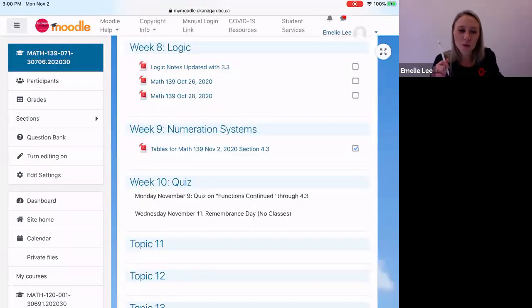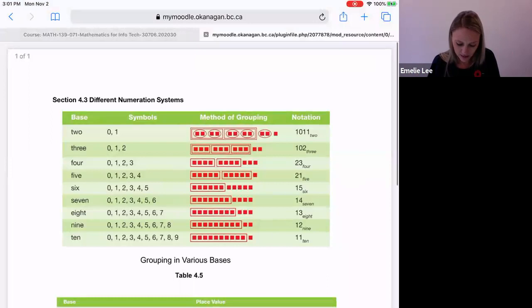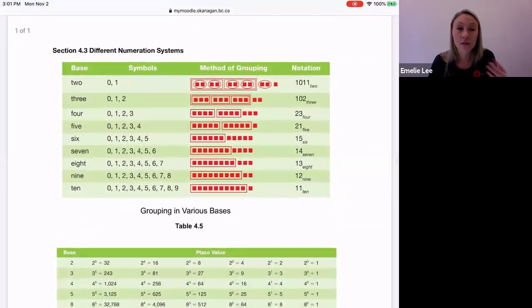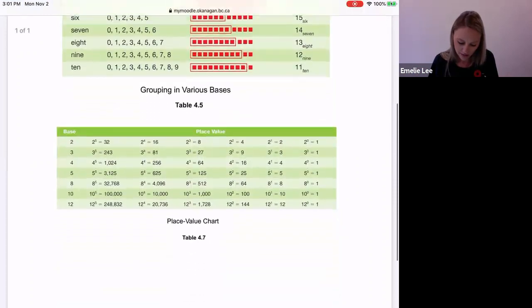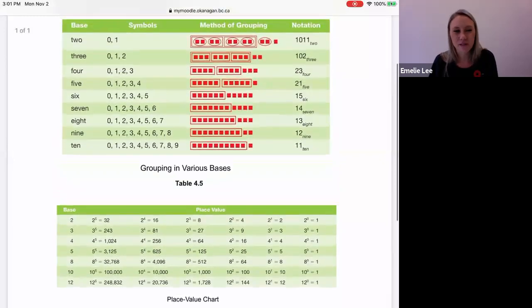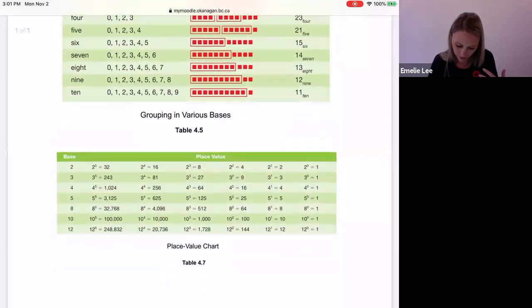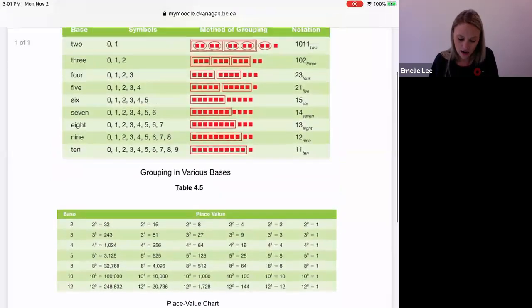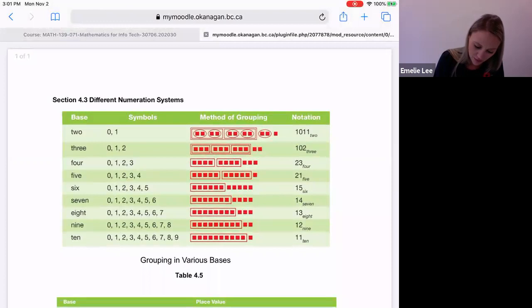Right. So I posted two tables that are way too large for us to write out by hand. In our week 9, the first note that I posted is just these big tables that we'll reference today, talking about different numeration systems and a place value chart for later. I'll call them table 4.5 and table 4.7, just like they are here. Make sure you have that handy later. I'll bring it into our notes too.